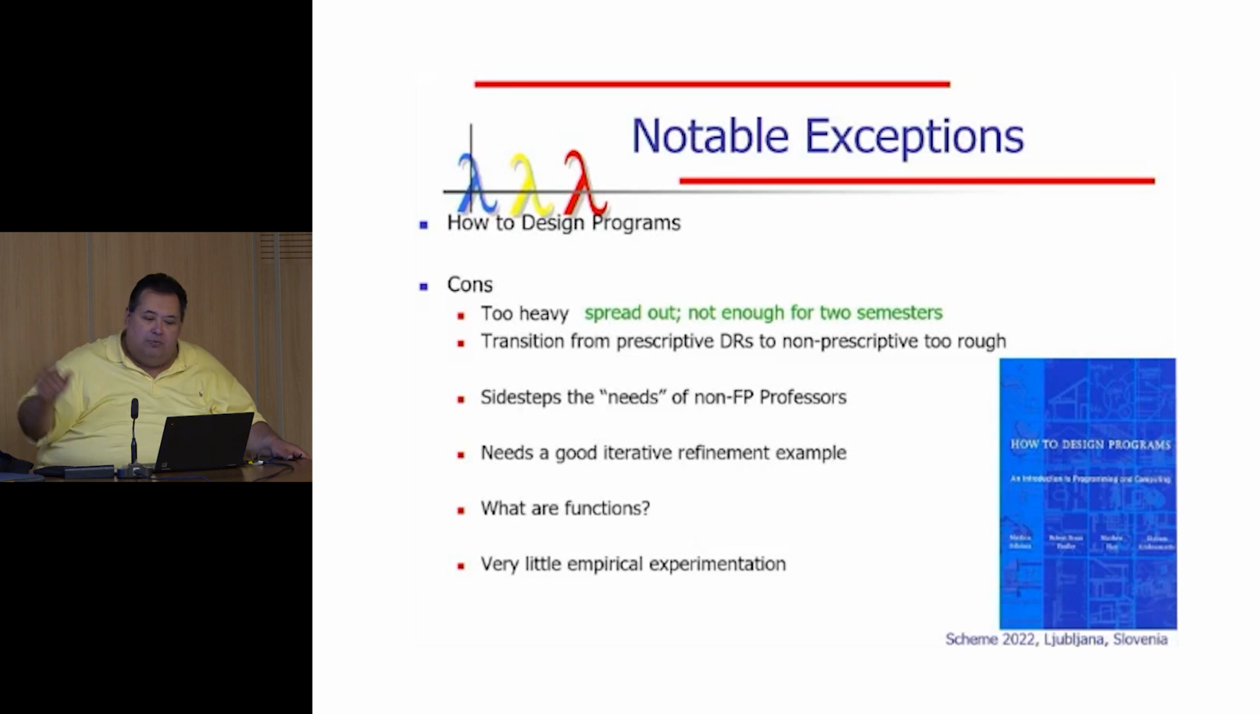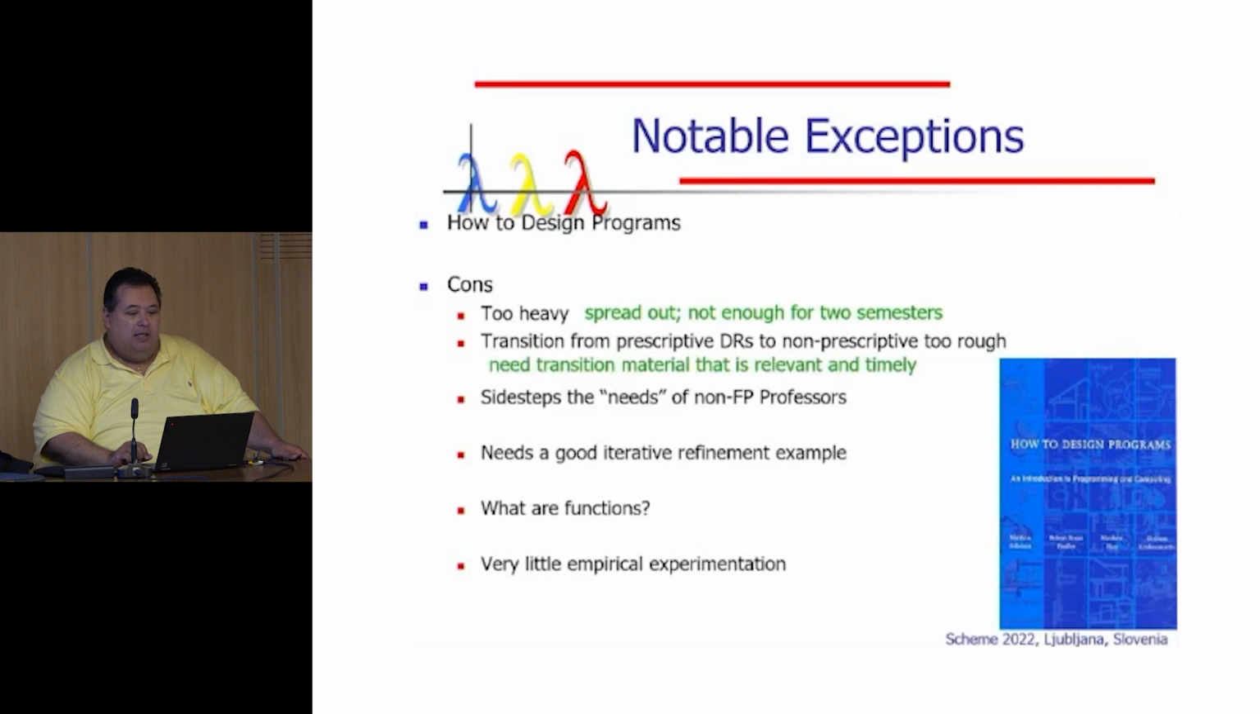Right, so how do we solve these problems? Well, we need to spread out the material, but what's in How to Design Programs is not enough for two semesters. It falls short. We need an easier transition to non-prescriptive design recipes. So we have to fill this gap in, find something that's not prescriptive, but where all the code that they write is still using the prescriptive design recipes.